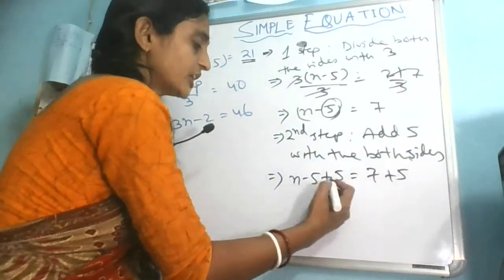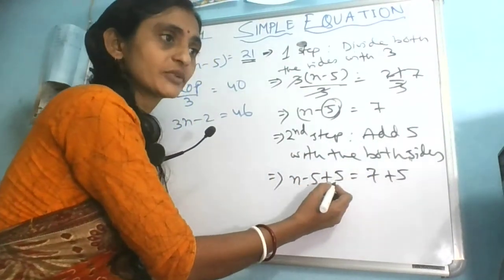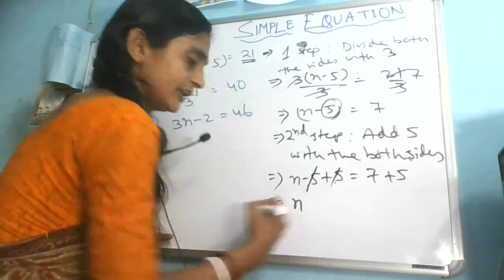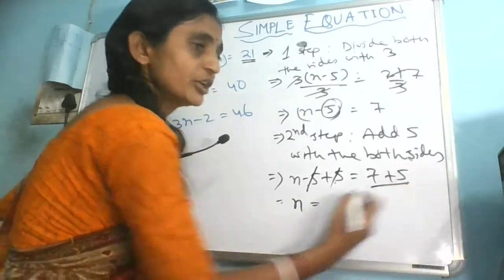So after that, what am I getting? See, it is minus 5 and plus 5. So what will happen? It will be cancelled. So what will you get? n. Okay, and on that side they will be added.